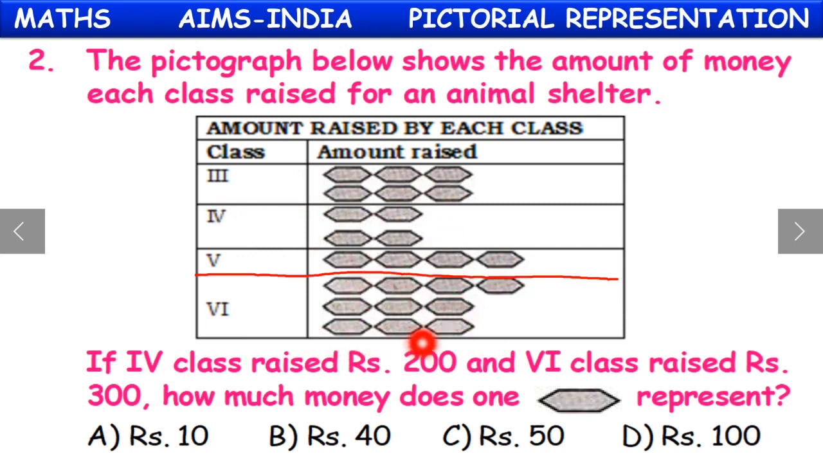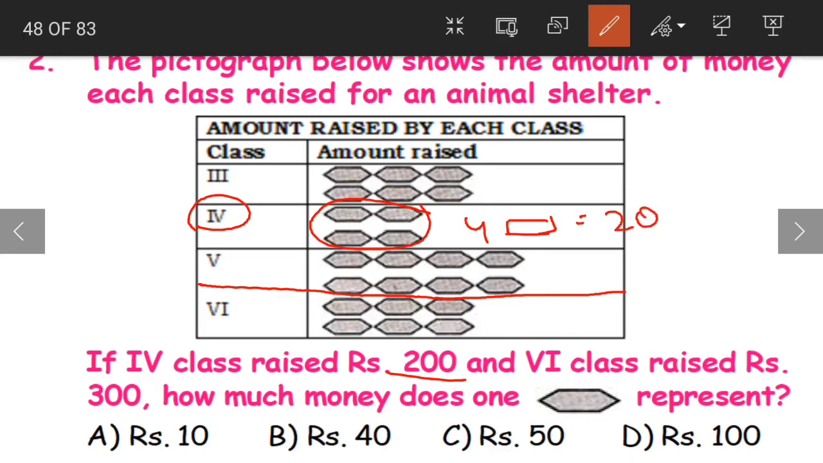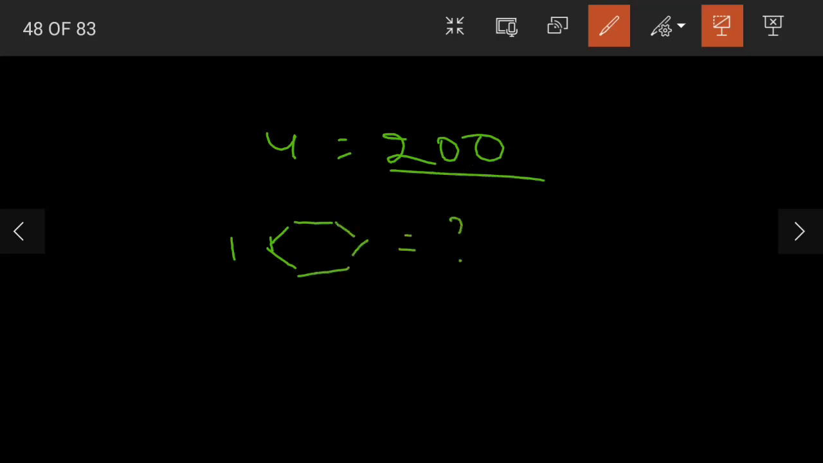And what are they saying? If 4th class has raised 200, that means how much did 4th class raise? Here we are having 4 blocks. So 4 blocks is equal to 200. Then one such block is equal to how much children? How will we find out? The total, that is 200 divided by the total number of blocks, 4.